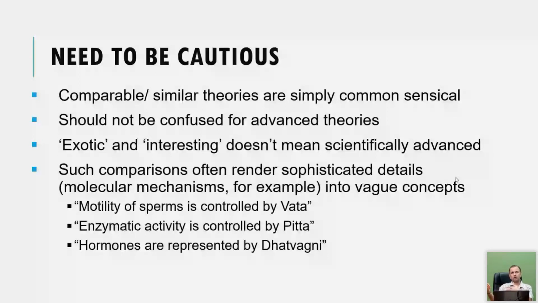Motility of sperms is controlled by Vata, for example. We know that ancient Ayurvedic scholars, they did not have access to microscope. They did not know about sperms and their motility. Why do we bring in Vata here? Right? Enzymatic activity is controlled by Pitta. Right? Though this could be true, right? But for example, digestion is the function of Pitta. But that doesn't mean that ancient scholars knew about the enzymes. Enzymes are molecular level of understanding. Hormones are represented by Dhatwagni. So all such sorts of propositions that we make are to be avoided. This doesn't serve any purpose.